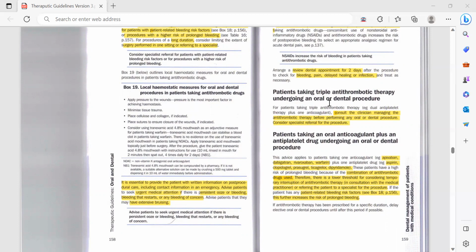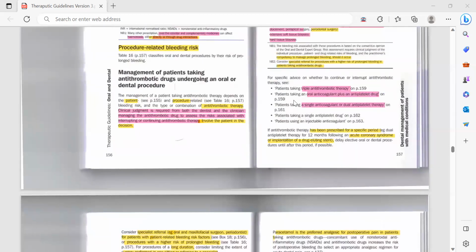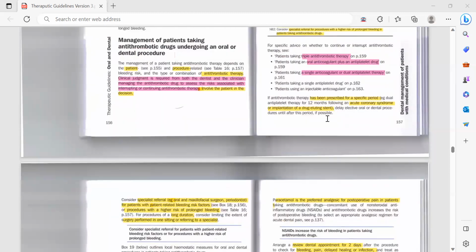So you won't be touching these patients. Okay. Then the second one is a patient taking an oral anticoagulant plus an antiplatelet. As I told you before, the anticoagulant has more risk of causing bleeding issues, or more power. So if the antiplatelet drug has power X, the oral anticoagulant has power 2X.